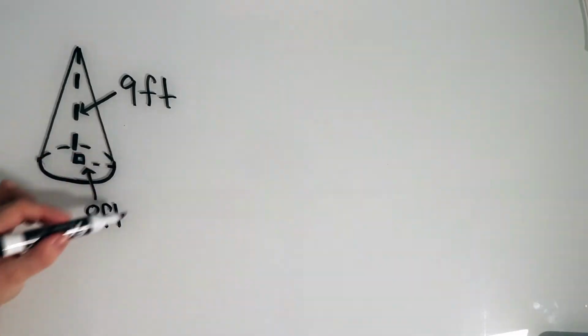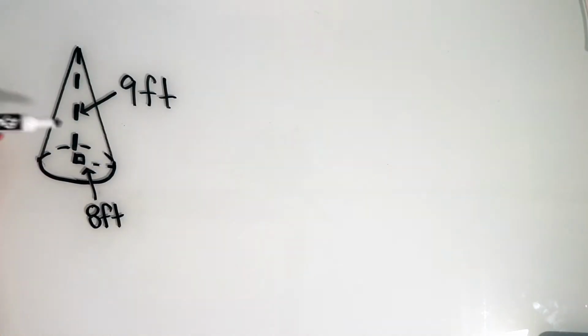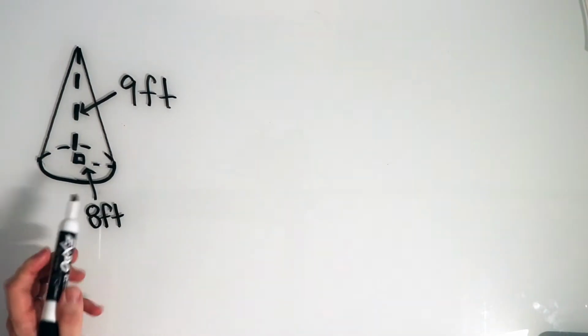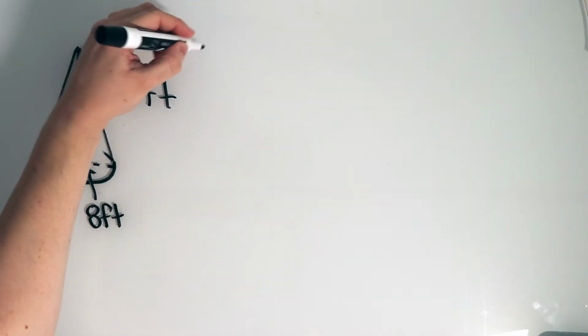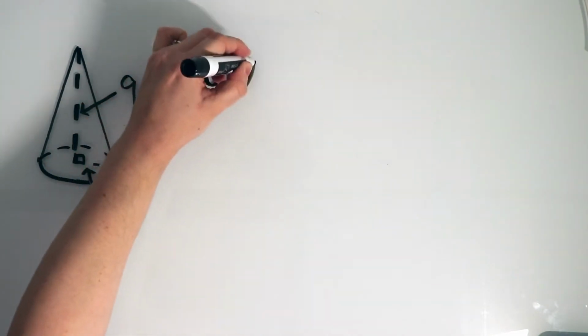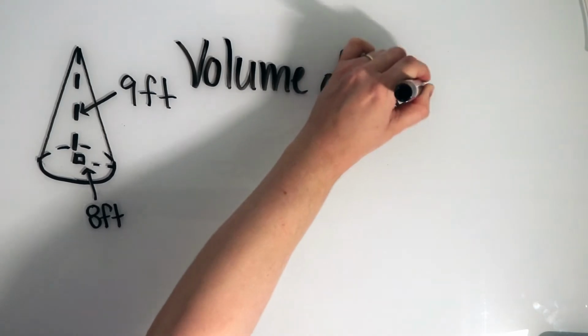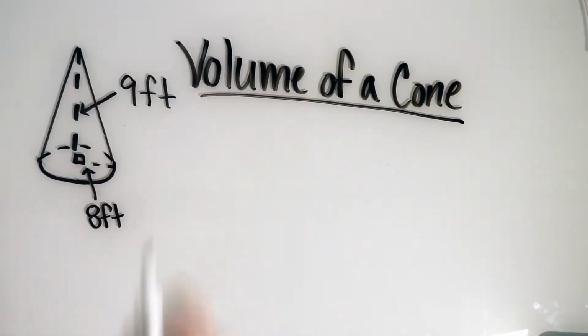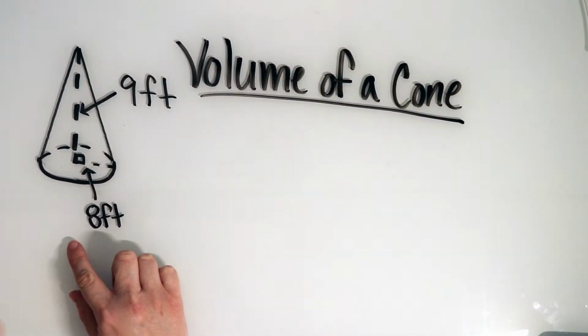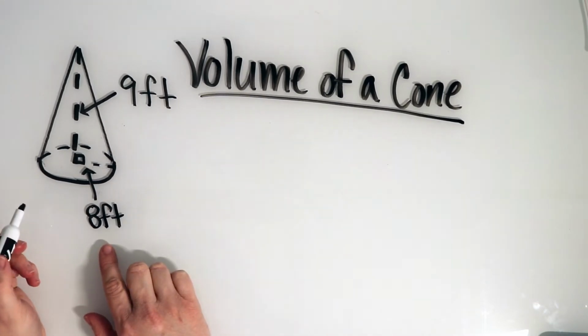Okay, so here I have a cone that has a height of 9 feet and a radius of 8 feet. And I am going to show you how to calculate the volume of a cone. Okay, so looking at this cone, again, 9 feet is my height, radius is 8 feet.